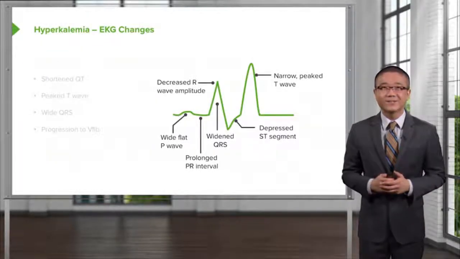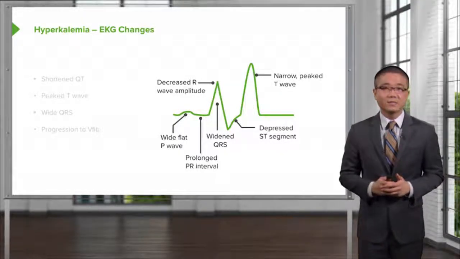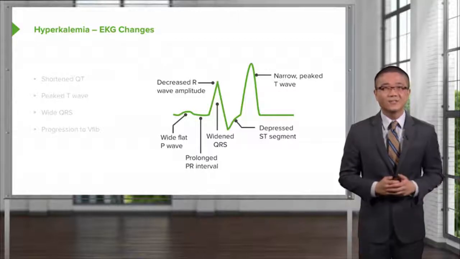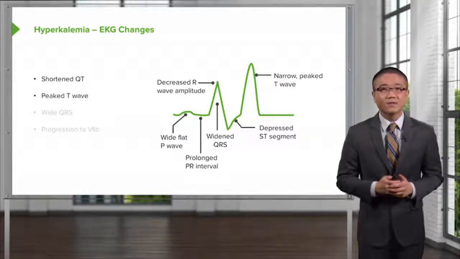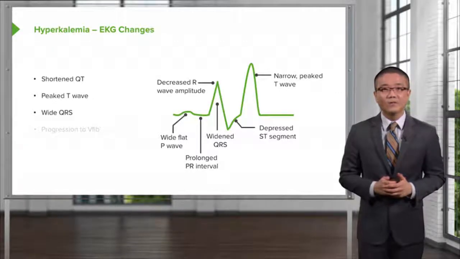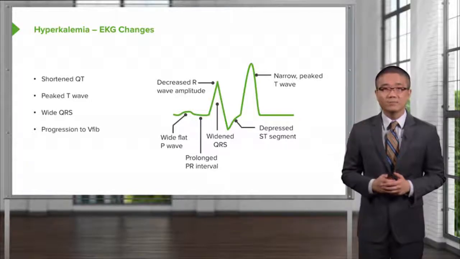What are some clinical consequences? Classically, EKG changes. Please commit this to memory. EKG changes associated with hyperkalemia include shortened QT intervals, peaked T waves, widened QRS, and potentially can progress to ventricular fibrillation.